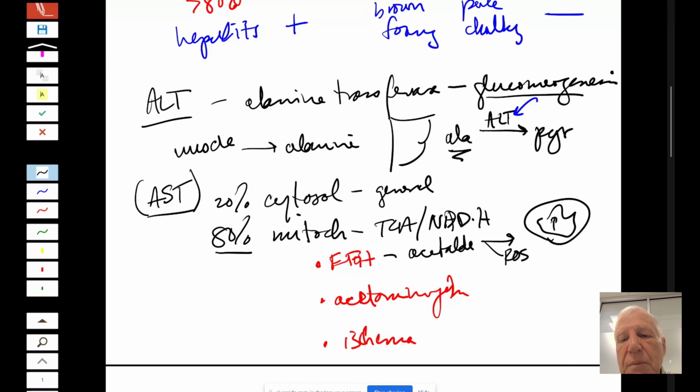Well, what happens in acetaminophen? It also applies to alcohol to some degree. Remember that acetaminophen has two metabolite processes.